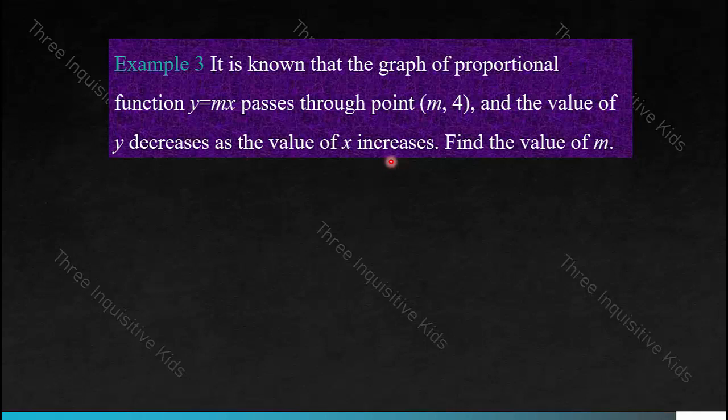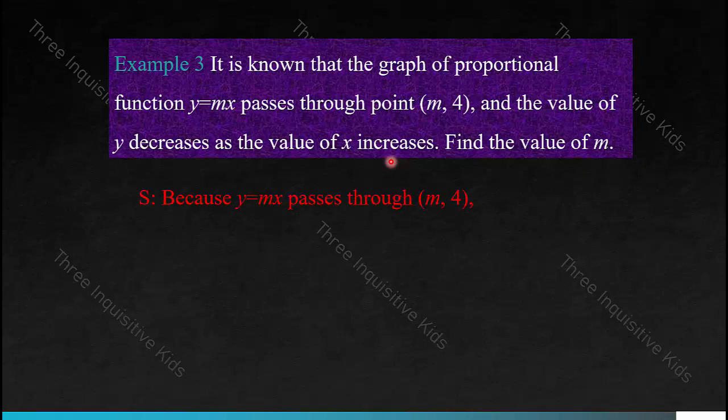Example 3. It is known that the graph of proportional function y is equal to mx passes through the point (m, 4), and the value of y decreases as the value of x increases. Find the value of m.